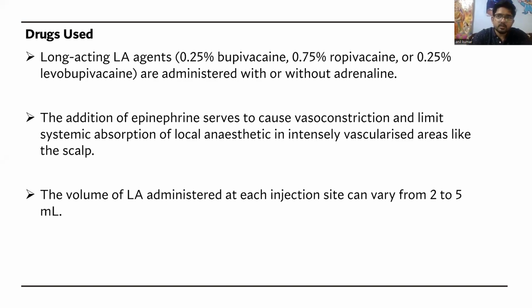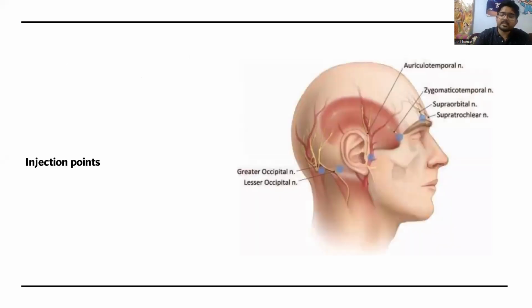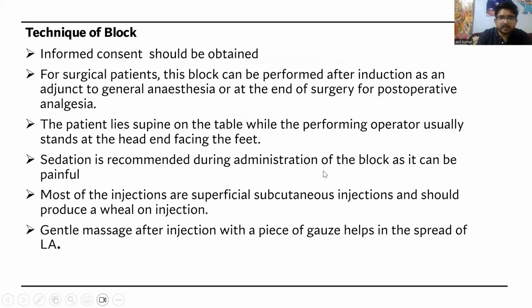Even though if you increase the volume, it will have another type of complication. So what are the injection points here? You can see for the supraorbital and supratrochlear nerve, the injection point is above the supraorbital margin, and the zygomatic-temporal nerve is here, the auriculotemporal and the greater occipital and lesser occipital. So coming to the technique, I will explain it here.